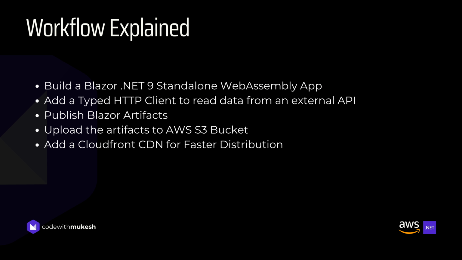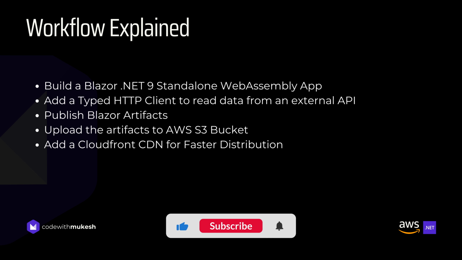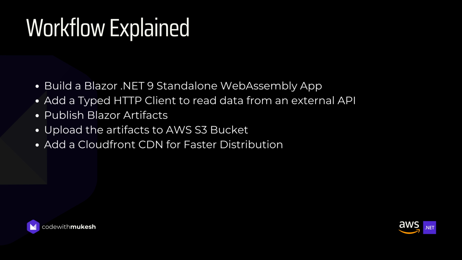In this video, our workflow is as simple as building a .NET 9 Blazor standalone WebAssembly application, adding an HTTP client that can read data from an external dummy API, and then we'll be publishing it. Once the artifacts are published, we'll be copying over its content to an S3 bucket. We'll also make sure the website is even more performant by adding a CDN layer in front of it so that it's served even more efficiently to visitors worldwide.